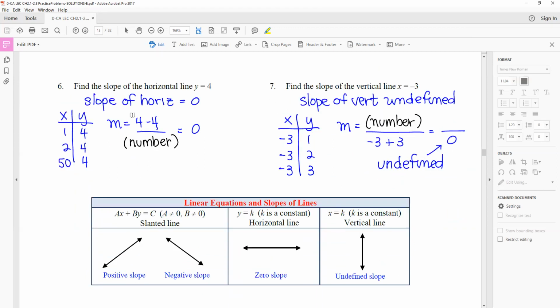Okay, number 6, find the slope of a horizontal line, y equals 4. Well, that's simply the line at y equals 4, a horizontal line. The slope of it is going to be 0. You could get 4 minus 4 over whatever x values you picked, which would still be equal to 0 over whatever. In the case of a vertical line, x equals -3, your denominator will always become 0, which is undefined.